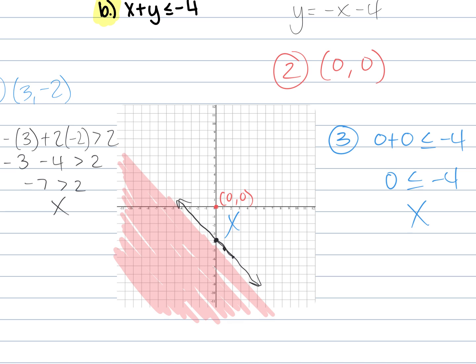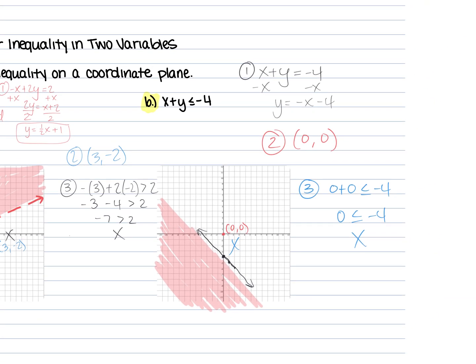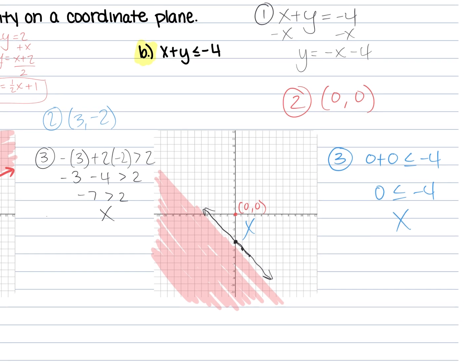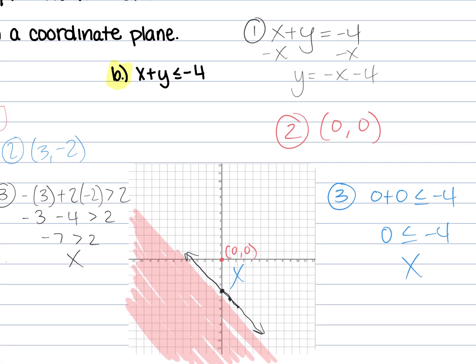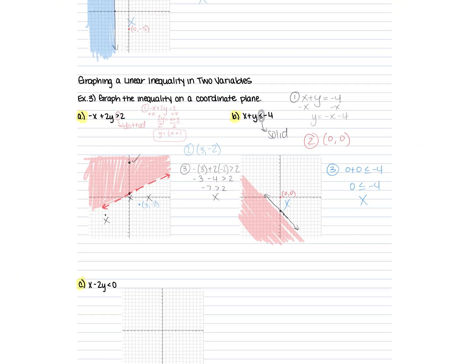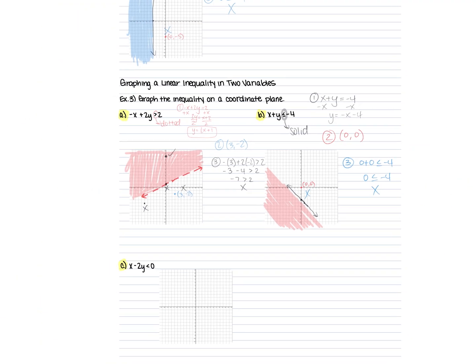Okay? David, what's up? I did? Oh, you're right. Should it be a solid or a dotted line? Solid. Why? Because it's a less than or equal to symbol. Very good, David. Thank you. Any other questions on this example? Okay, I would like you to try C on your own. Go.